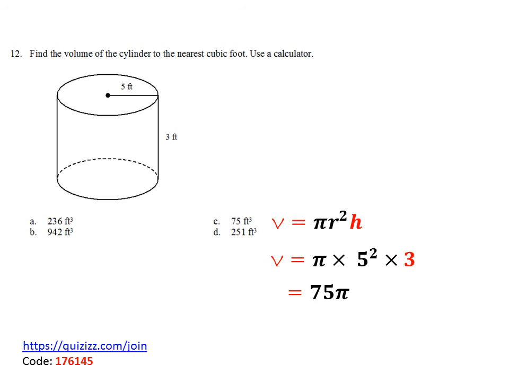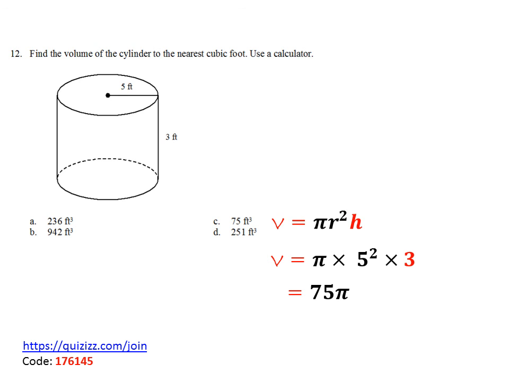75 pi is the exact value, but it's not written in the options. So use your calculator and write 75 pi to find an approximated value for 75 pi. Or we can multiply 75 times pi, which is about 3 because pi is 3.14. So multiply 75 times 3 and choose the nearest or the closest answer.